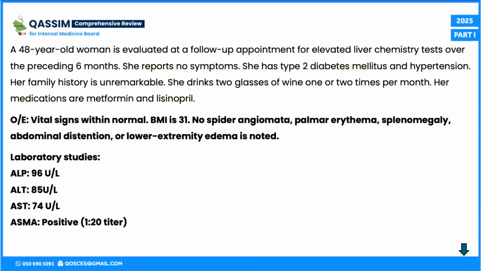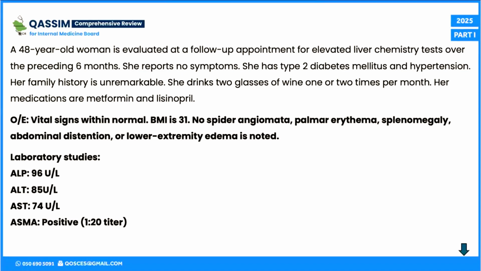The question: a 48-year-old woman is evaluated at a follow-up appointment with elevated liver chemistry tests over the preceding 6 months. She reports no symptoms. She has type 2 diabetes and hypertension. Her family history is unremarkable, and she drinks 2 glasses of wine 1 to 2 times per month. Her medications include metformin and lisinopril. Vital signs are normal. She is class 1 obese, with no stigmata of chronic liver disease or abdominal distension. There is no lower limb edema.